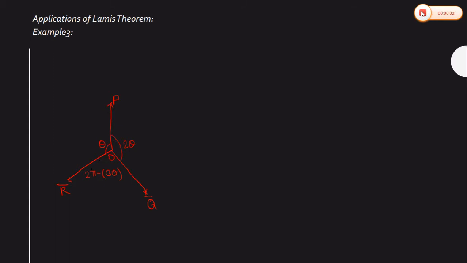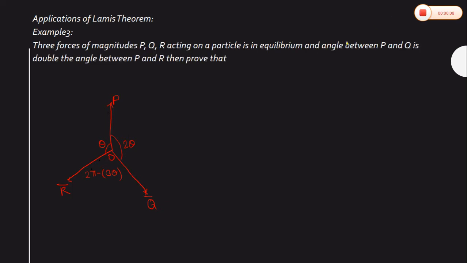Now let us see example number 3, which is an application of Lami's theorem. Three forces of magnitudes P, Q, R are acting on a particle in equilibrium, and the angle between P and Q is double the angle between P and R. Then prove that R square is equal to Q into (Q minus P).